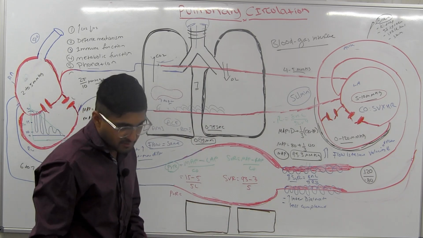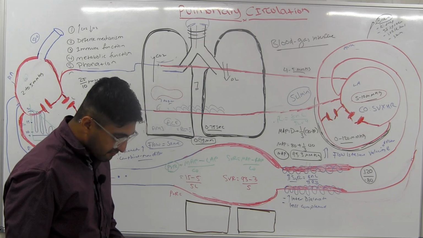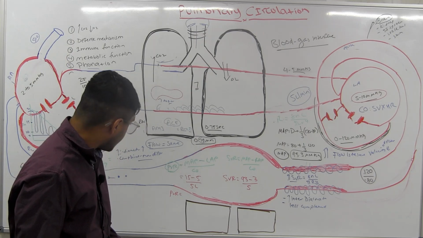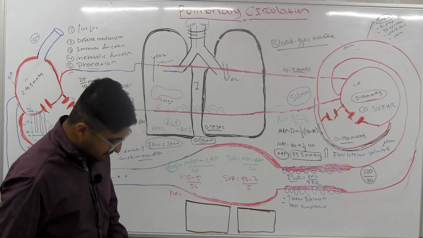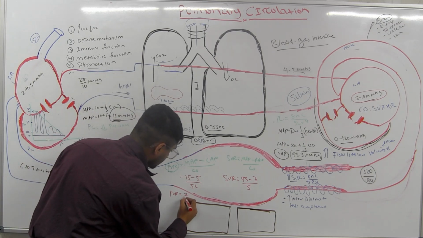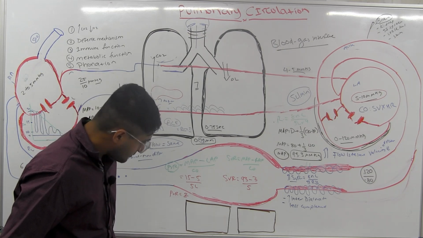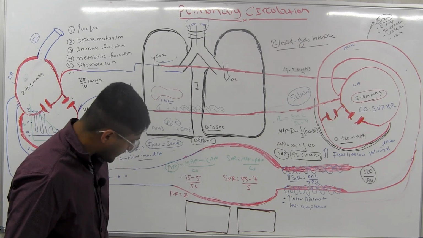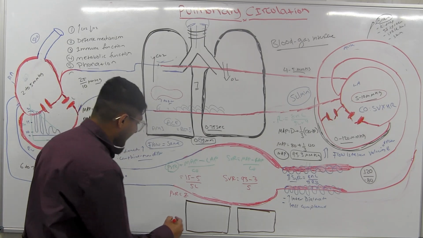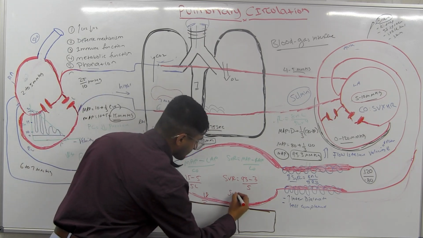So when you do the math, 15 minus 5 is 10, right? So 10 divided by 5 gives me 2. And then you do 93 minus 3, which is 90, divided by 5. That's about 18. So this is 18.